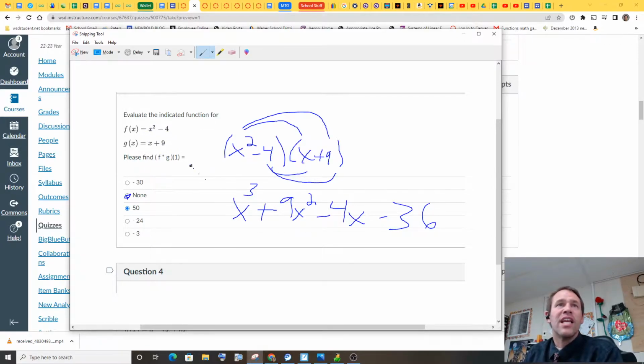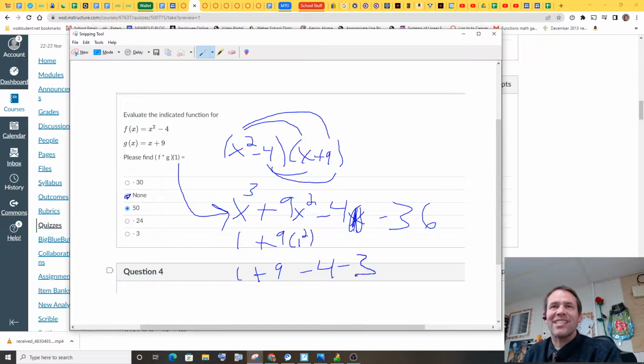Now we go ahead and plug in the 1 there. So 1 to the third power is just 1. 1 squared is just 1, but times 9 is 9, so 1 plus 9. And then plug in 1 for x: negative 4 times 1 is negative 4, minus 36. There you go. So go ahead and combine and add those numbers. And I do technically... Wait, I'm trying to do it in my head.